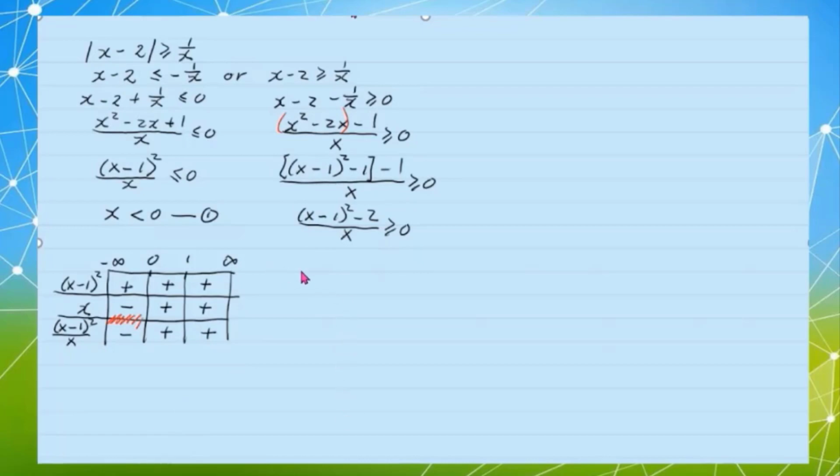Same as just now, we need to mark the number line with the values of x where the numerator is equal to 0 and the denominator is equal to 0. So first, when x minus 1 squared minus 2 is equal to 0, we try to find the values of x. We find that the value of x is equal to 1 plus and minus square root of 2.